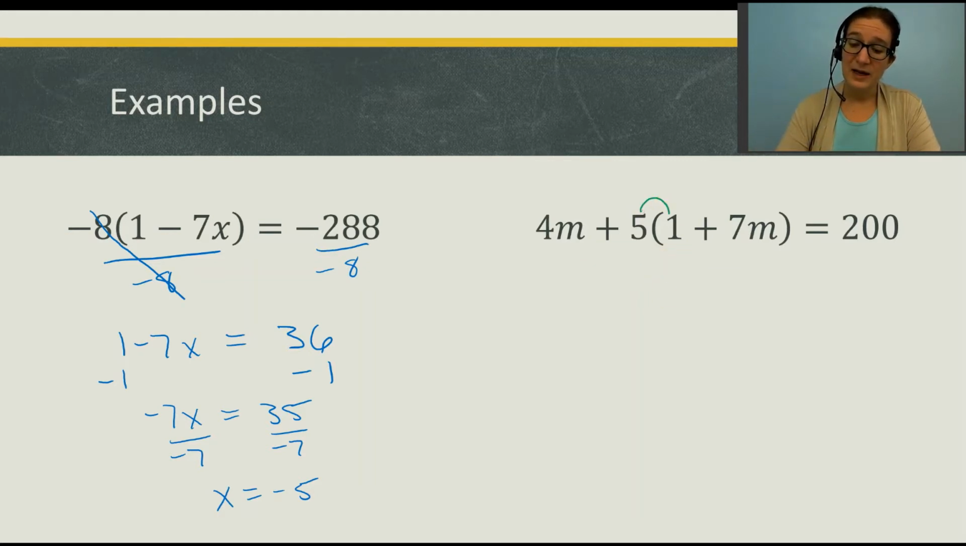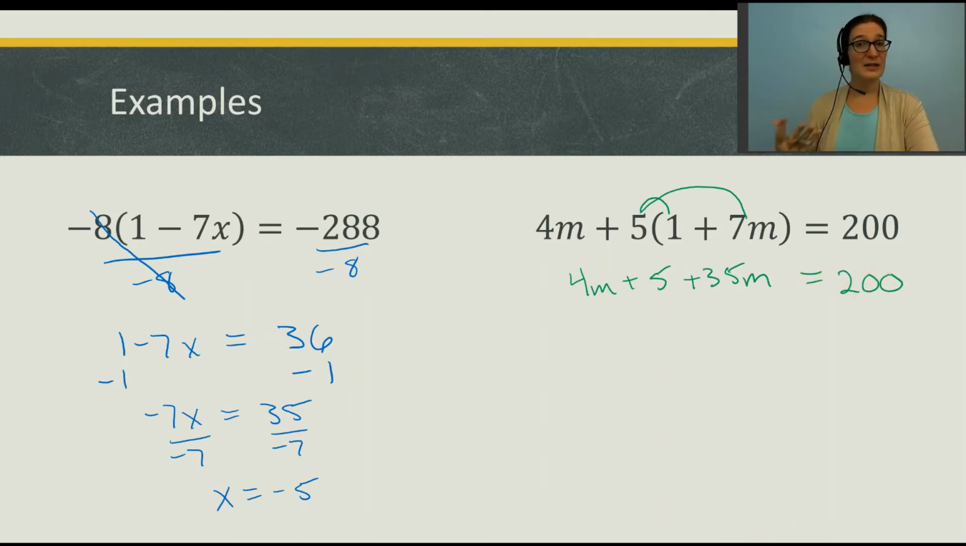So 5 times 1 is 5, and 5 times 7 is 35. We still have our 4m on the front, and it's all equal to 200. There we go. Now I have some like terms I want to put together. 4m plus 35m gives me 39m. We still have our plus 5, and that's all equal to 200. And now we've got a two-step to solve.